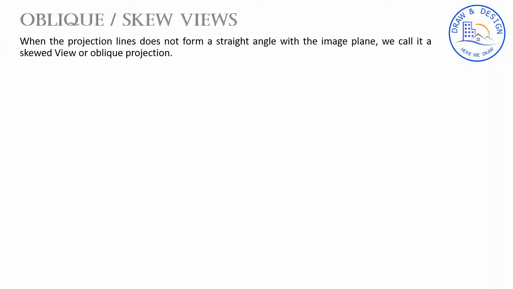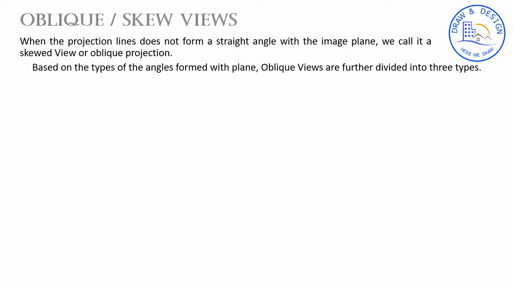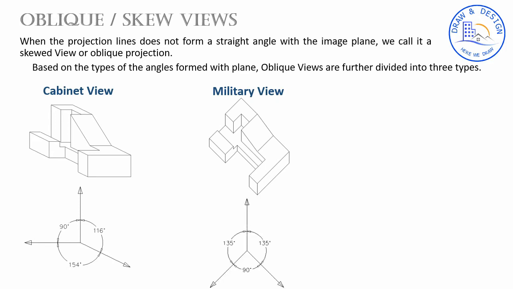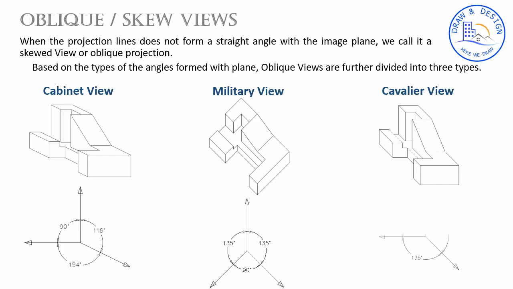When the projection lines do not form a straight angle with the image plane, we call it a skewed view or oblique projection. Based on the types of the angles formed with the plane, oblique views are further divided into three types. Projection plane making different angle between all three axes is cabinet view. Making 135-degree angle along z-axis, and angle of x and y-axis is 90 is military view. Making 135-degree angle along x-axis, and angle of y and z-axis is 90 is Cavalier view.